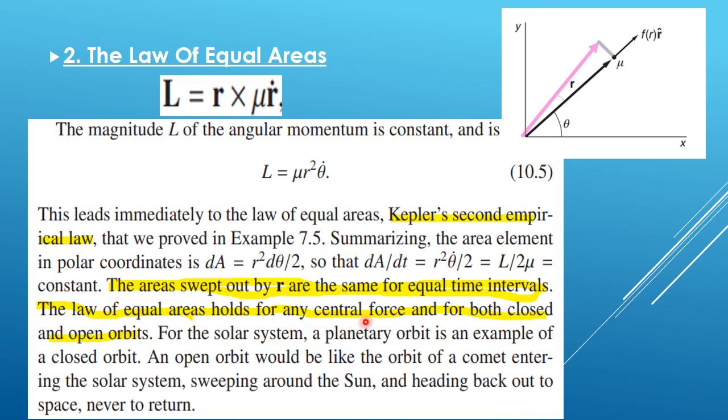This law is true for both closed as well as open orbits. Closed orbits means the planetary orbits which are closed around the sun, and open orbits are the orbits of comets. For both open and closed orbits, this law is true, which is Kepler's second law. So the motion being confined to a plane is the first point, and the law of equal areas is the second point. These are the two consequences of the conservation of angular momentum, and these two are the important features of central force. Right? Thank you.